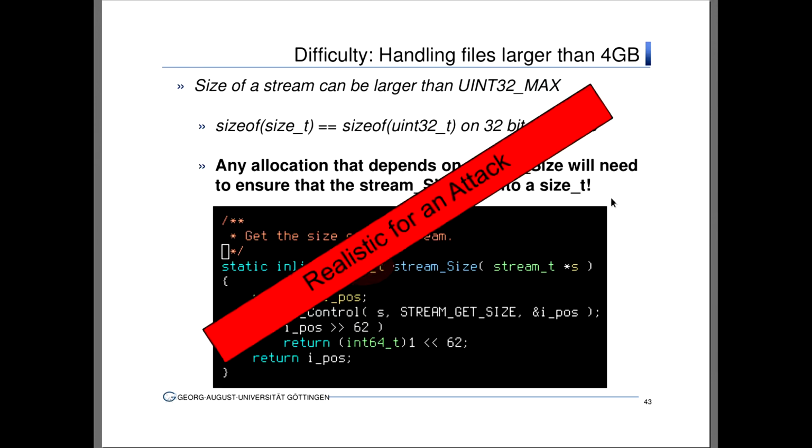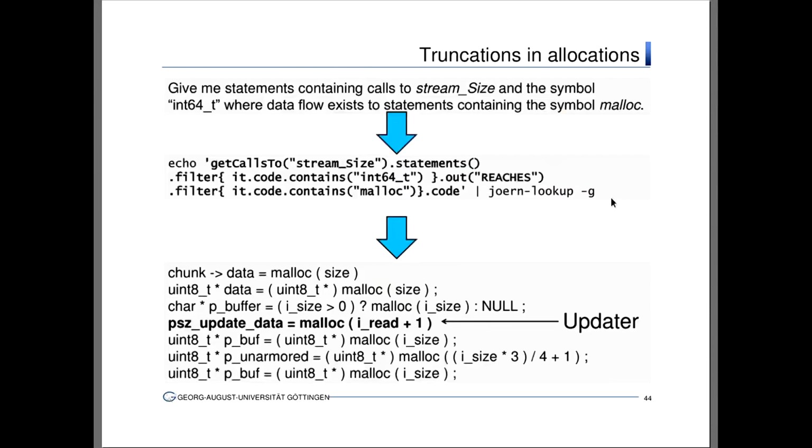And that means that all allocations that depend on stream size, you're going to have to be very careful with those. And it's realistic for an attack because if somebody downloads a movie off a file sharing application and the caption is right, then people won't be thinking, oh, this is 4 gigabytes, I'm not going to start this, right? It's 4 gigabytes because it's a movie. There you go. So again, formulating this in your head, you get: give me statements containing calls to stream size and the symbol int64t, where data flow exists to statements containing the symbol malloc. So you get allocations depending on the stream size.